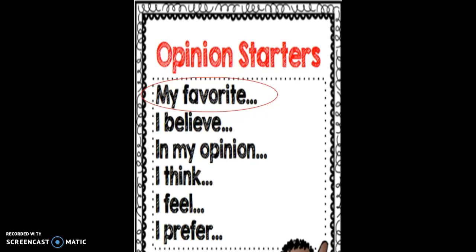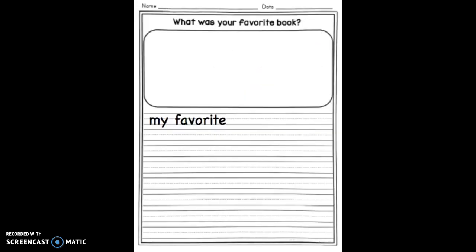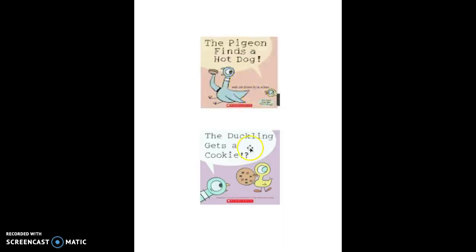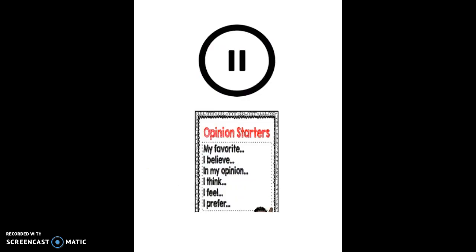Let's see, I'm going to write my favorite. And then I'm going to say, because it's asking me what my favorite book is, so I want my reader to know what I'm talking about. My favorite book was. Now I'm going to stop right here because I'm not going to share with you yet what my favorite book was. I want you to choose which one was your favorite book. Was it The Pigeon Finds a Hot Dog or The Duckling Gets a Cookie? Go ahead and pause the video, and finish writing your opinion topic sentence.